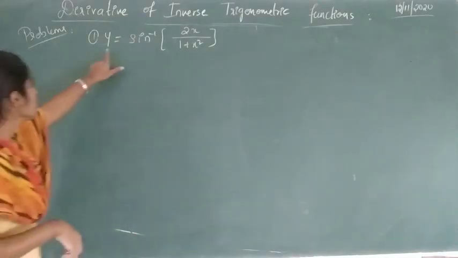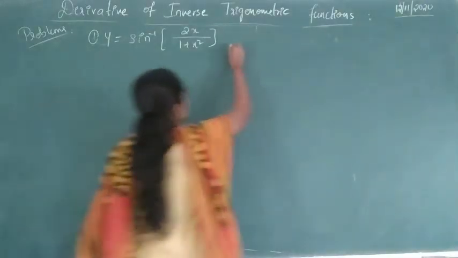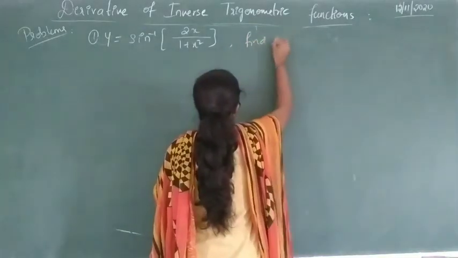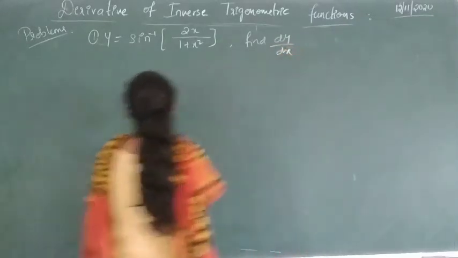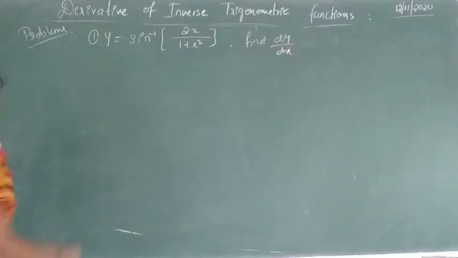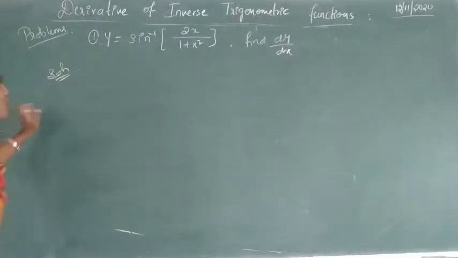They have given y is equal to sin inverse of 2x divided by 1 plus x square. So find dy by dx. Here what we have to find out is dy by dx. See how we will find out the dy by dx. So let's see the solution of this one.